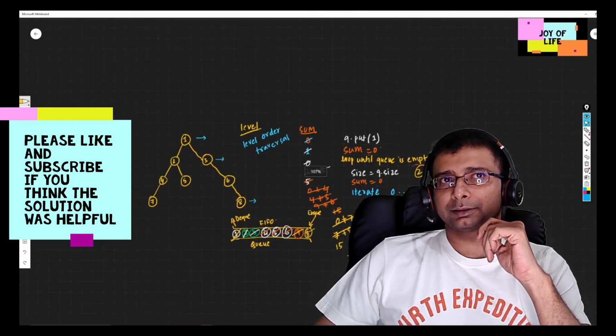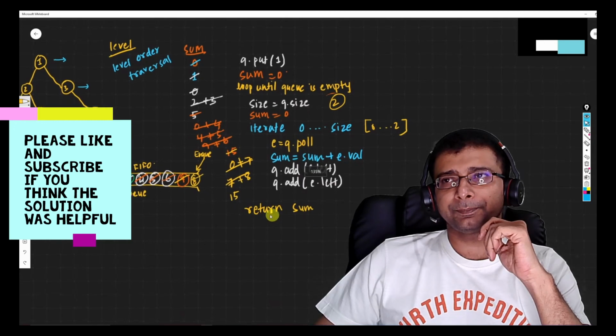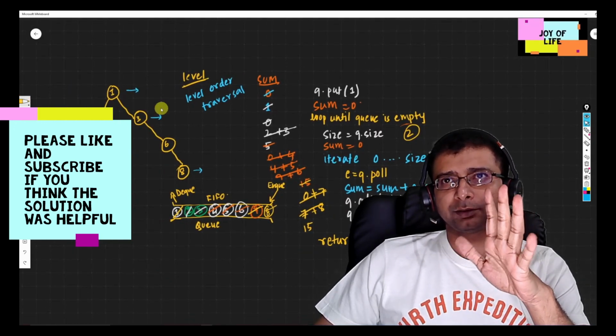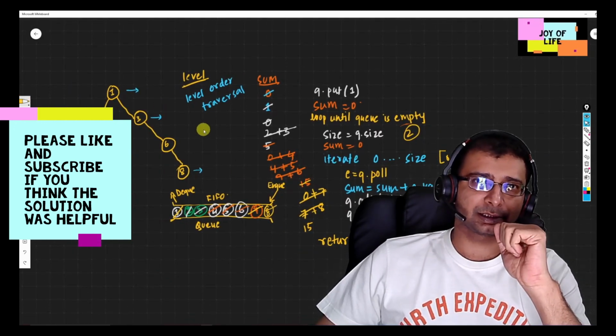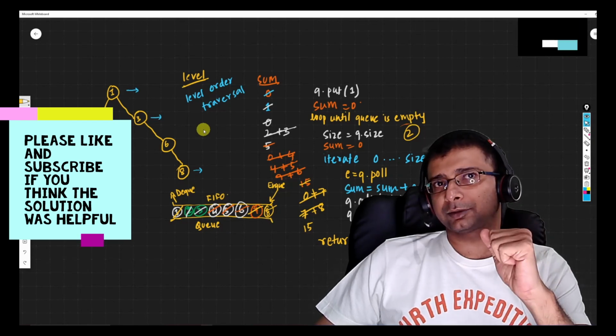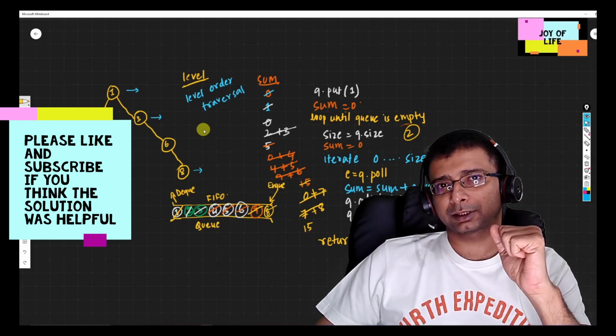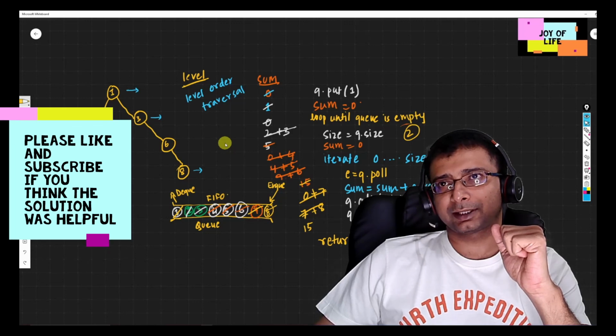So once again, the main intention was to give you the idea. The idea was pretty simple over here: we are just doing a level order traversal in order to come up with the solution. I hope this solution was helpful to you. Do let me know what you think about the solution. And this was a very simple problem.